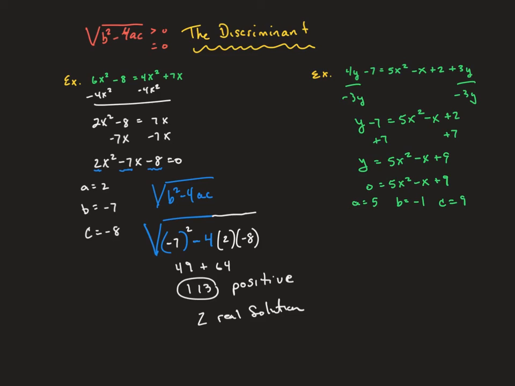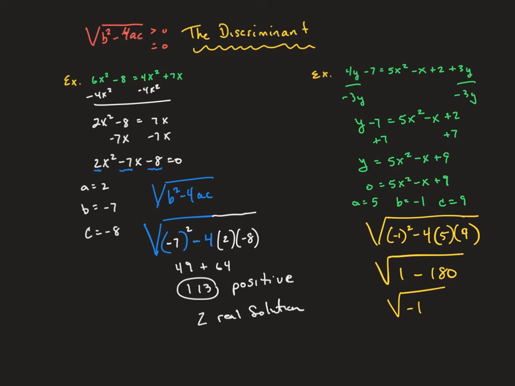So when I fill out my discriminant, I have b squared minus 4 times 5 times 9. And that is going to be the square root of 1 minus 180, and then the square root of negative 179, which means if we have the negative 179, that's going to be no real solutions, but it will be two imaginary, because it is a negative number and we cannot find real solutions from taking the square root of a negative number.